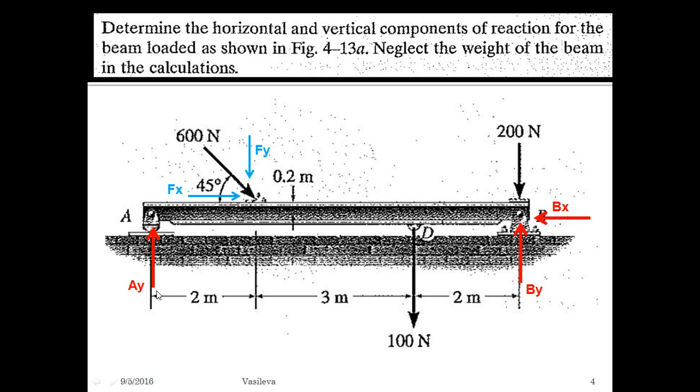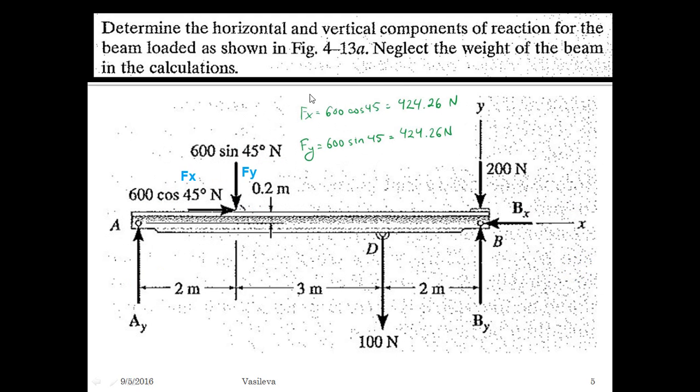The other thing is, I'm drawing these arbitrarily. I'm drawing my Ay up just because I like it up, but you could draw it downward. Same here. You could draw this down, you could draw this to the right. It doesn't matter. So the first thing I do is I find my Fx and Fy components using sine and cosine. I hope you guys know how to do that at this point. If not, I'm a little bit worried.